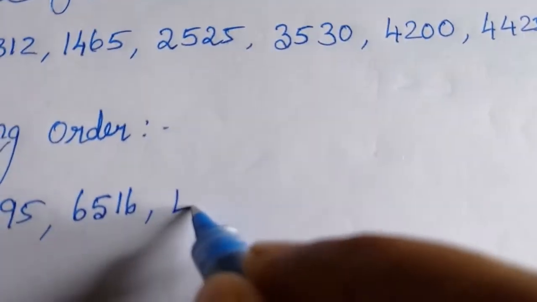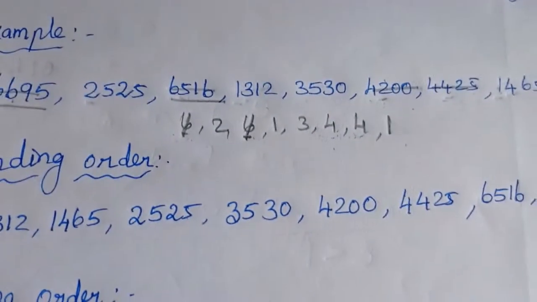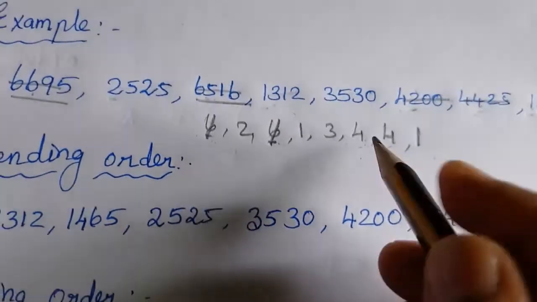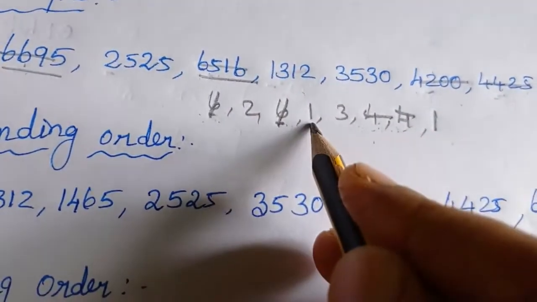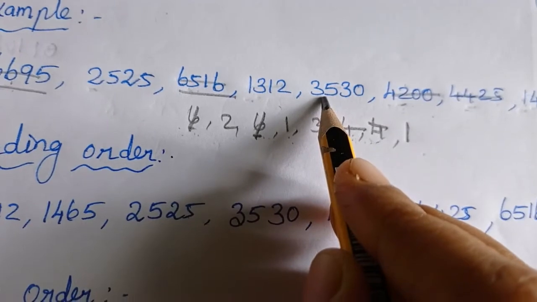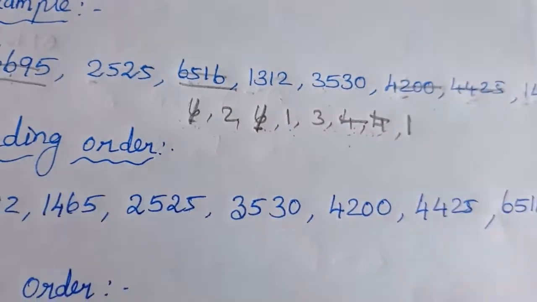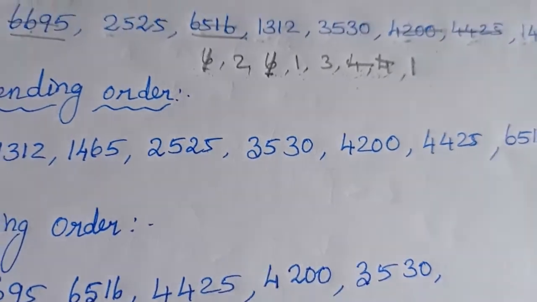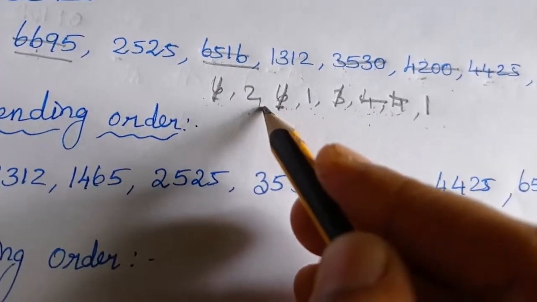So write these two numbers, 4425 and 4200. Okay children, next the remaining numbers are 2131... Among these, which is the greatest value? 3. So the 1000 place value 3 is in this number, 3530. So next write 3530.